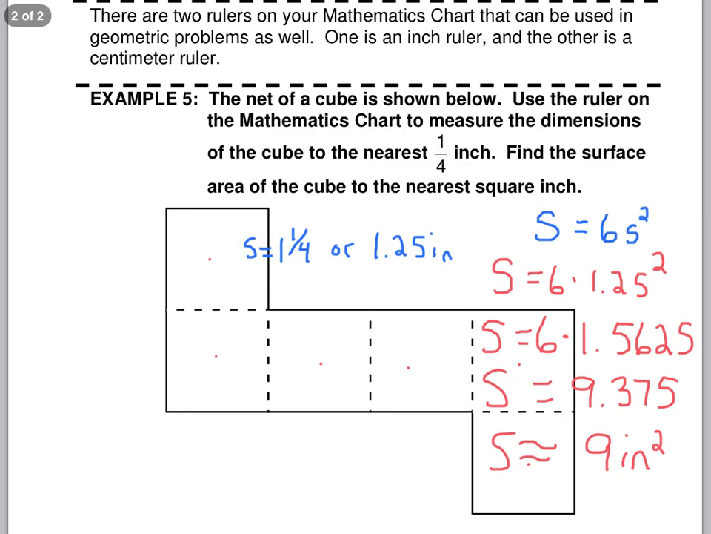All right, so here I've written it out for you. So the surface area is equal to 6 times, when I square 1.25, I get 1.5625. Then I multiply 6 times that, I get 9.375. It says round to the nearest inch, so we're just going to round down. So my answer is approximately 9 inches squared.